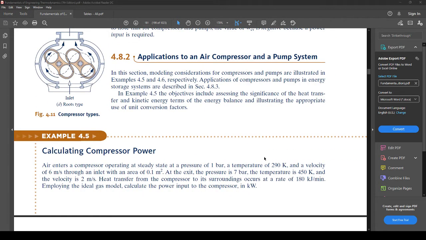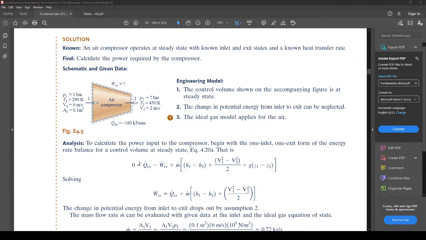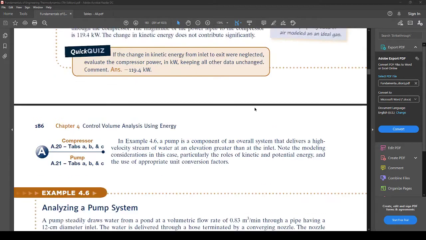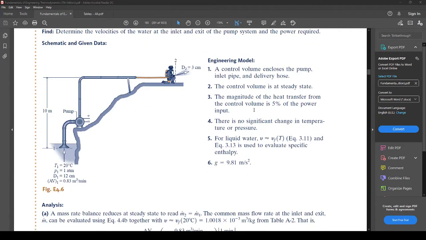All right, and then we have applications to an air compressor and pump system. So right here, this is an air compressor. Like I said, this is exactly how you will see it mostly. And I think in your homework, you have an air compressor. Let me see if there's anything else here that I need to get to.